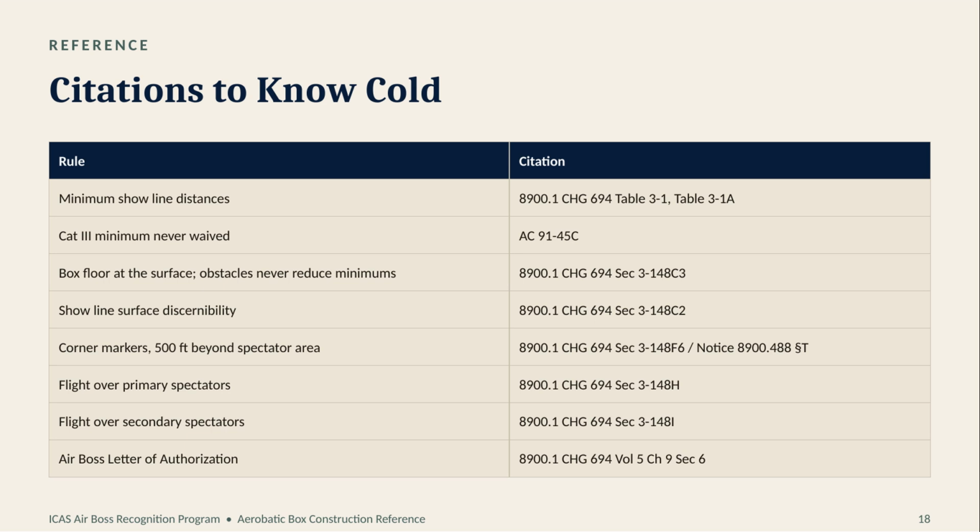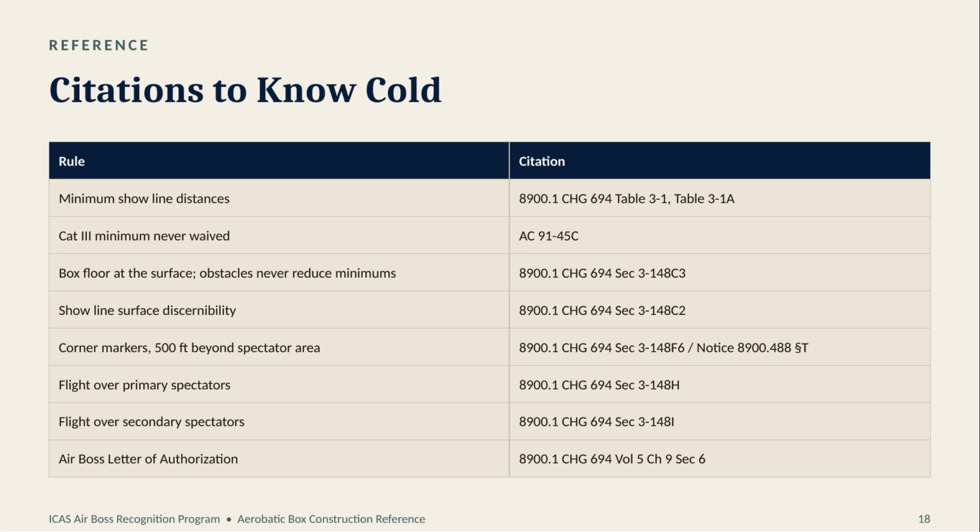Show line surface discernibility, meaning the line has to be visually identifiable on the ground, comes from Section 3.148C2. Corner marker placement, 500 feet beyond the spectator area, comes from Section 3.148F6, and Notice 8900.488, Paragraph T. Flight over primary spectators is governed by Section 3.148H, and flight over secondary spectators by Section 3.148I, two distinct sections worth not confusing with each other. And the Airboss letter of authorization itself comes from 8900.1, Change 694, Volume 5, Chapter 9, Section 6.